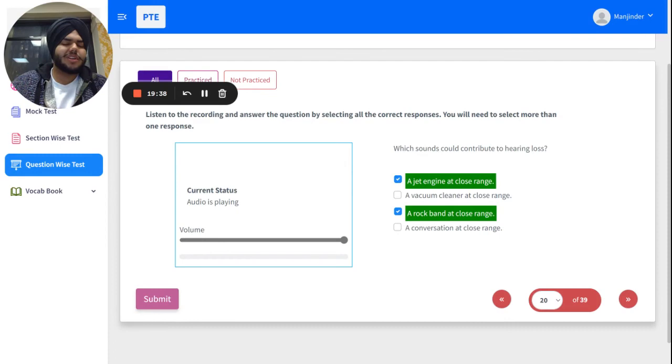Okay, it was pretty easy because he ruled out the conversation. He ruled out the vacuum cleaner because they were under 90 decibels, and above 90 is when the hearing loss starts. So it's jet engine and rock band, right?